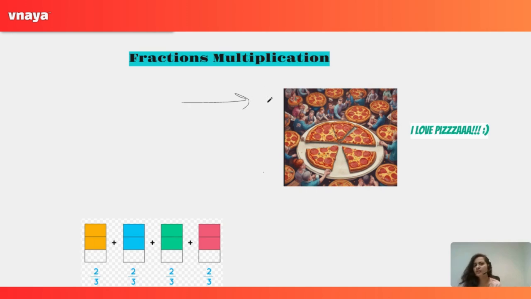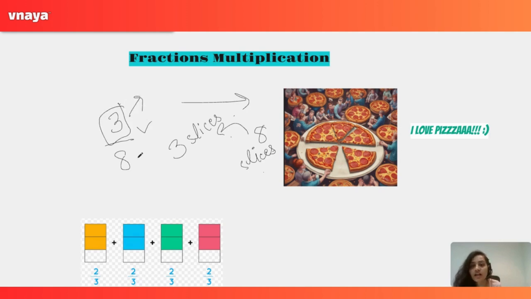So, for example, you like pizza. I hope you love pizza because I do. The pizza is going to have like 8 slices, for example. And if you take away 3 slices, so if you want to mention how many slices you have taken, you write it like this. And I'm pretty sure you must be aware of the numerator and denominator, isn't it?